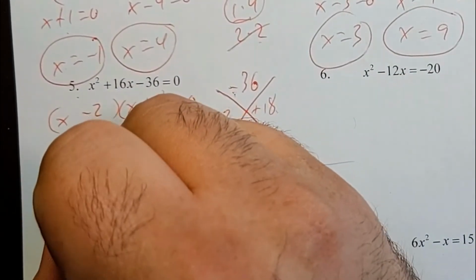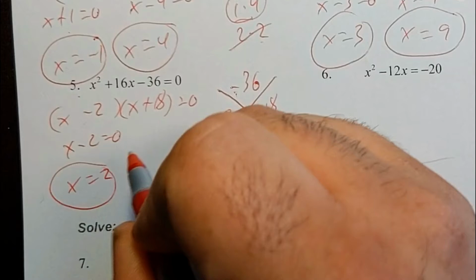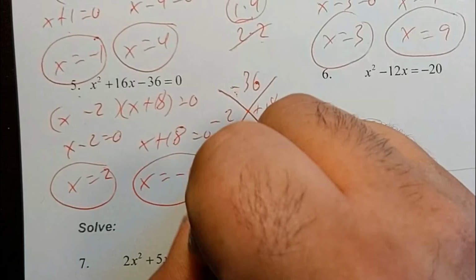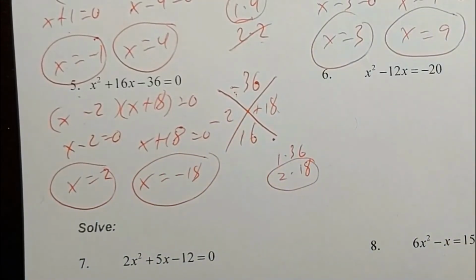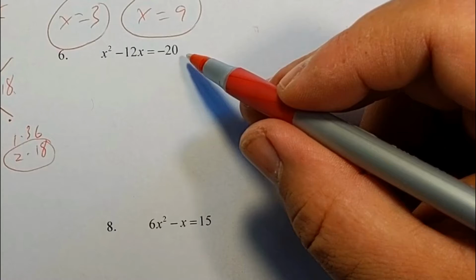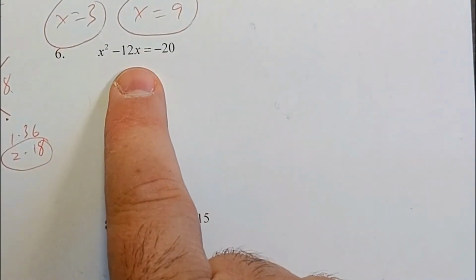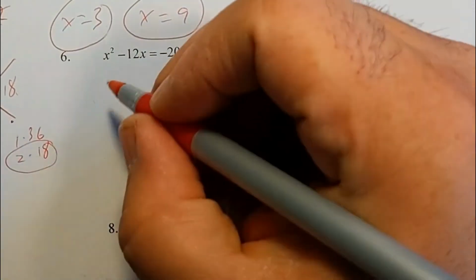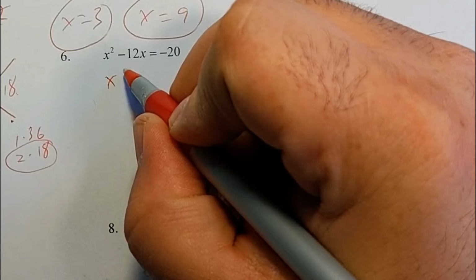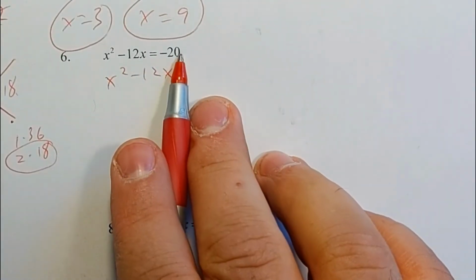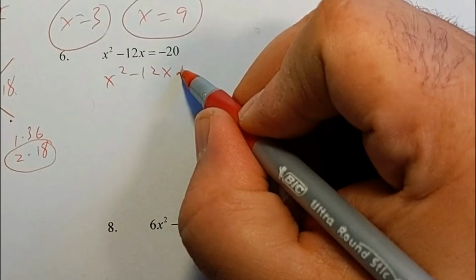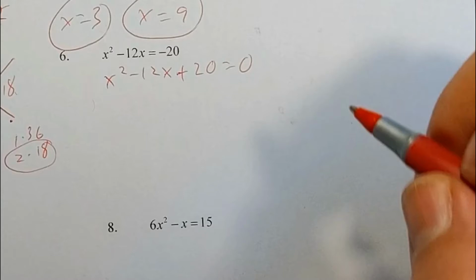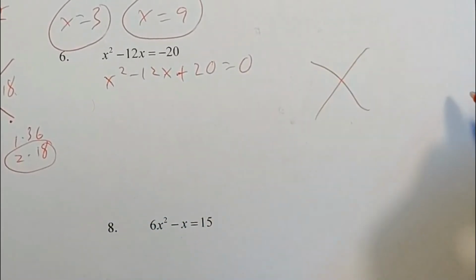When you make x minus 2 equal to 0, you get 2. When you get x plus 18 equal to 0, you get negative 18. And those are your two answers. Those are your solutions. This one's the first one that you have to watch out for, because this is not set up in standard form. That negative 20 is on the wrong side of the equal sign. We want it to be a 0 over here. So to fix that, we're going to add 20 to move it across that equal sign, and it's going to be positive 20 on the left, which leaves us with 0 on the right. That's what we want. After that, keep doing what we've been doing.